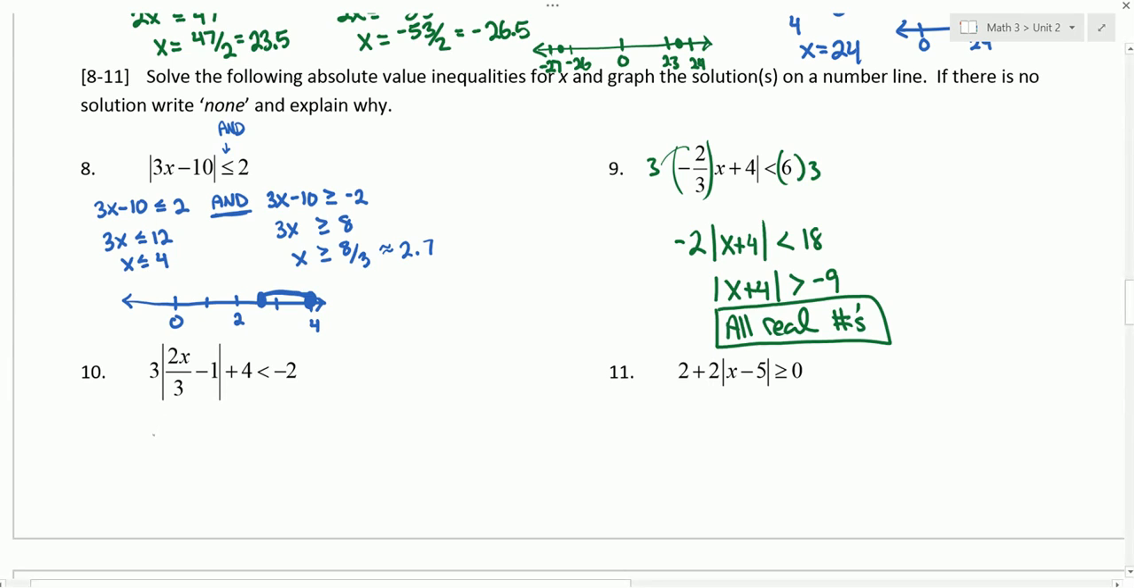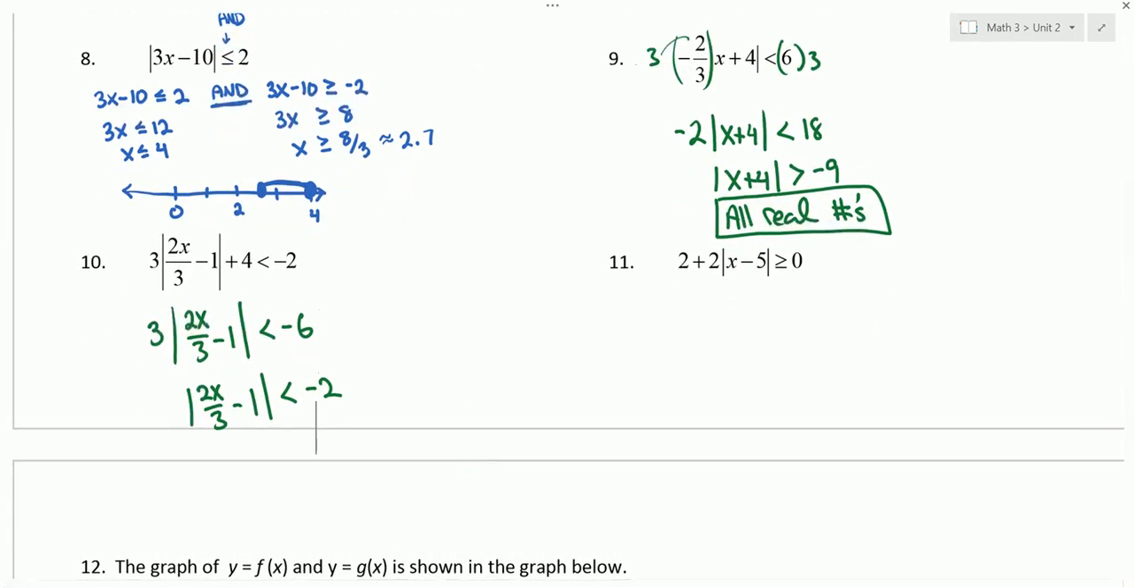Subtract 4 first. And then divide by that 3. And you get the absolute value of 2x over 3 minus 1 is less than -2.